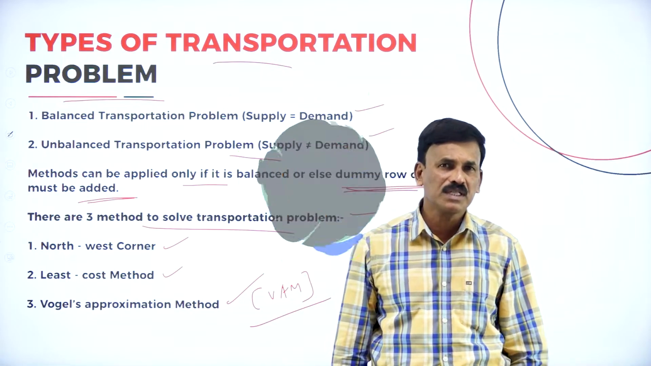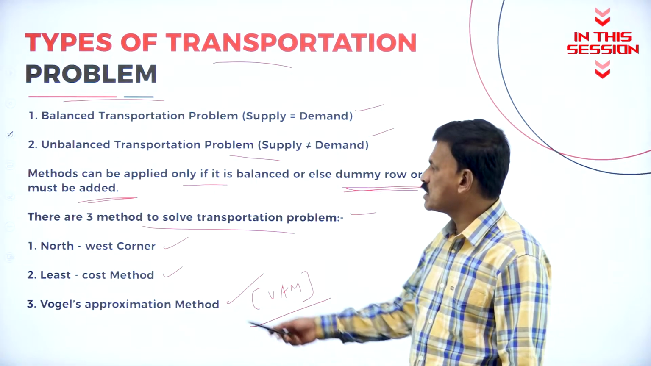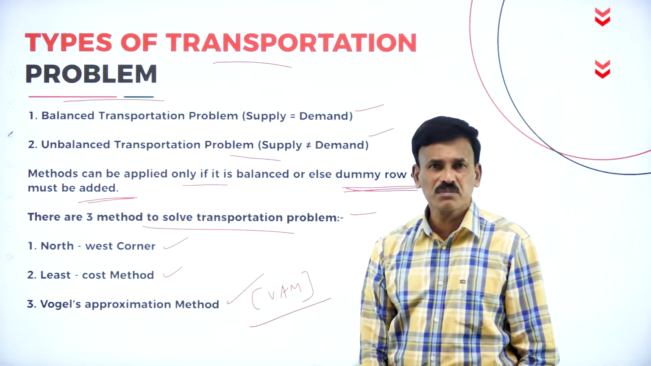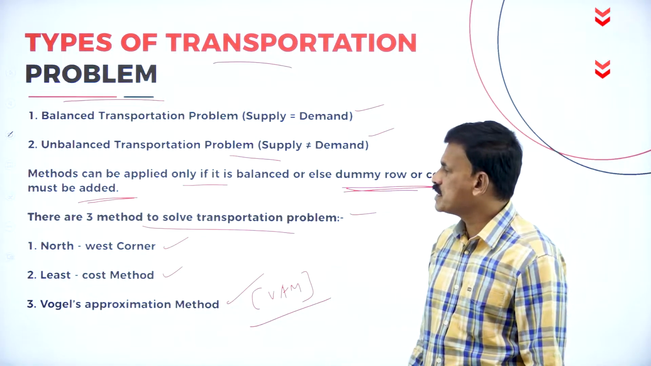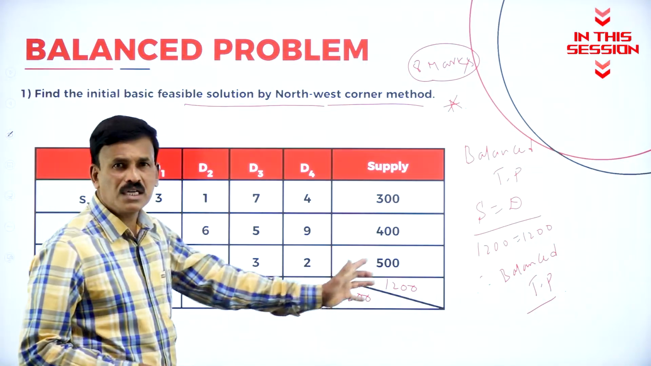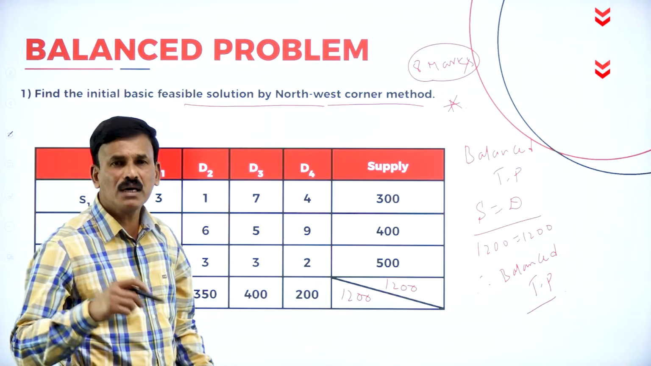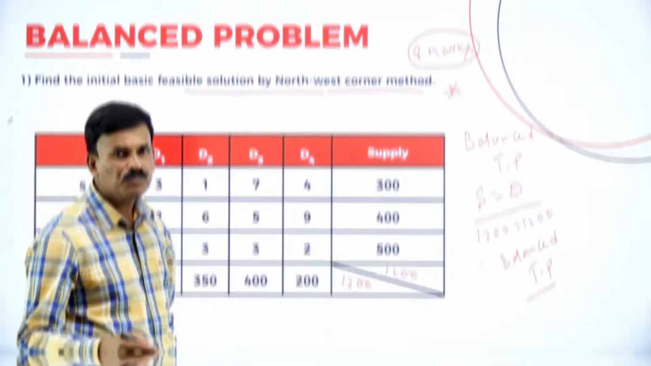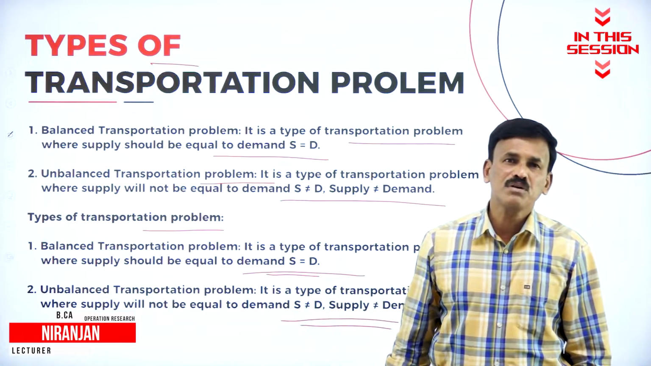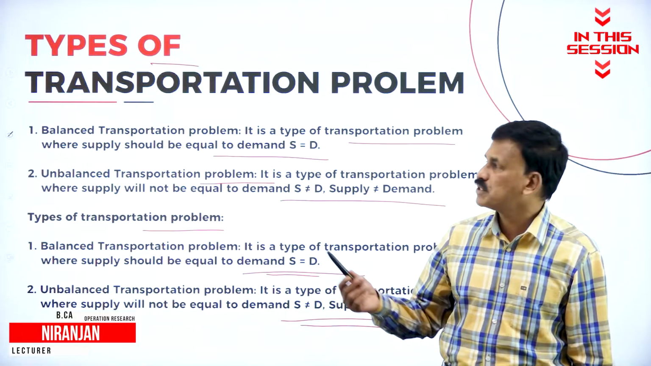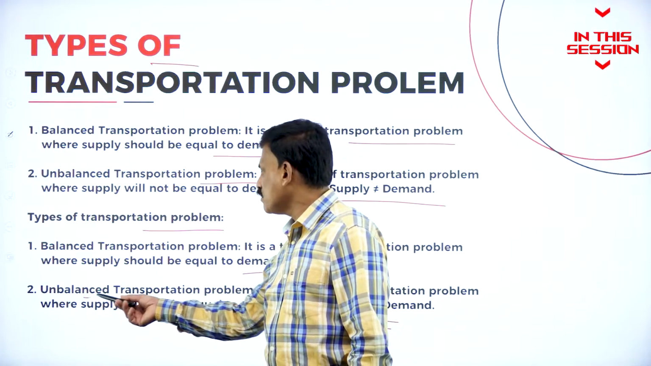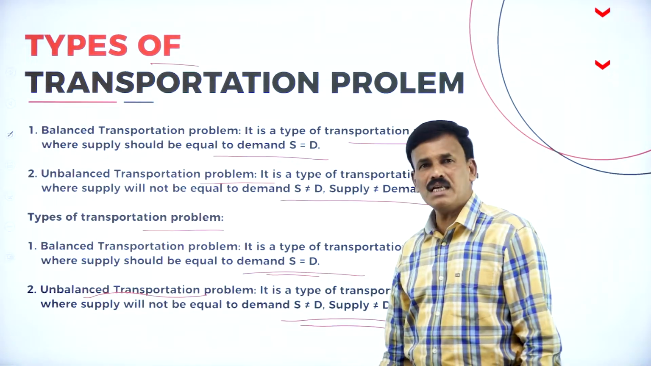The three different methods of solving a transportation problem are the northwest corner method, the least cost method, and the Vogel's approximation method. If the total supply is equal to the total demand, then it is called a balanced transportation problem. If the supply is not equal to the demand, then the transportation problem is said to be an unbalanced transportation.